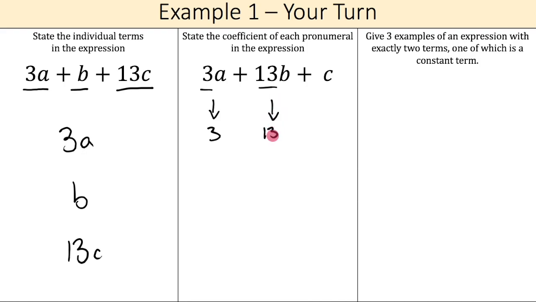For this one, my coefficient will be 13. And now we come to the one that will trick everyone. What is my coefficient of c? If you said 0, you are incorrect. The right answer is 1. The coefficient of my pronumeral c in this case is 1. And the reason for that is because there is an invisible 1 in front of c here.